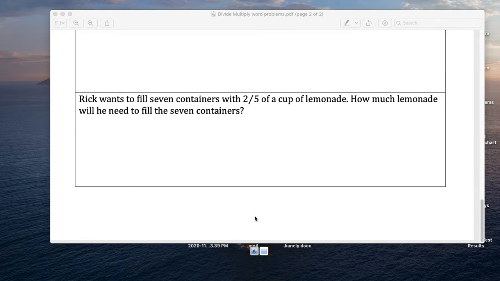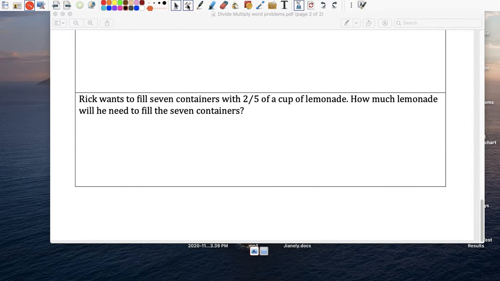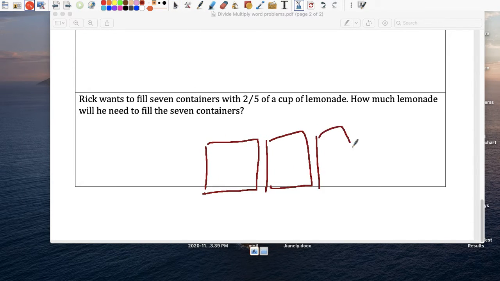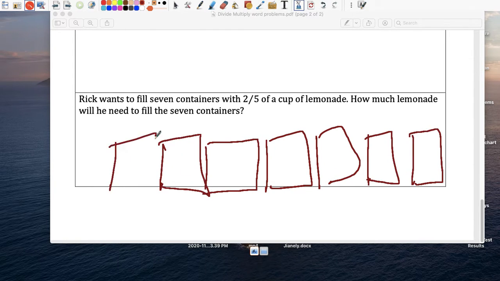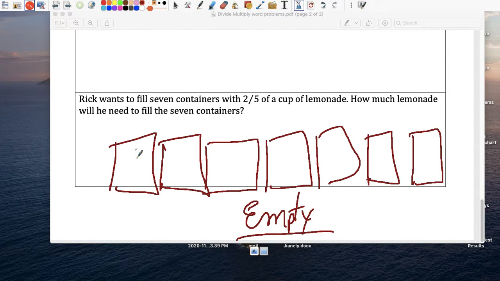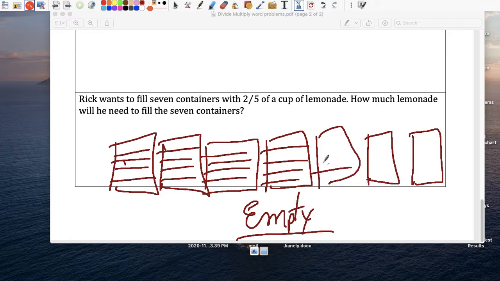Okay. Last question. Okay, so again, hay 7 de esto. 7 containers. 3, 4, 5, sorry, they're really ugly. 6, 7. Vacíos, empty. They are empty. Están vacíos. Okay? And I want to llenar cada uno con 2/5.